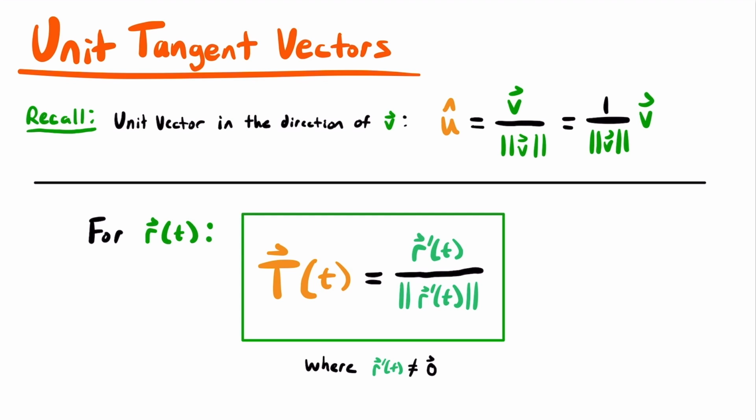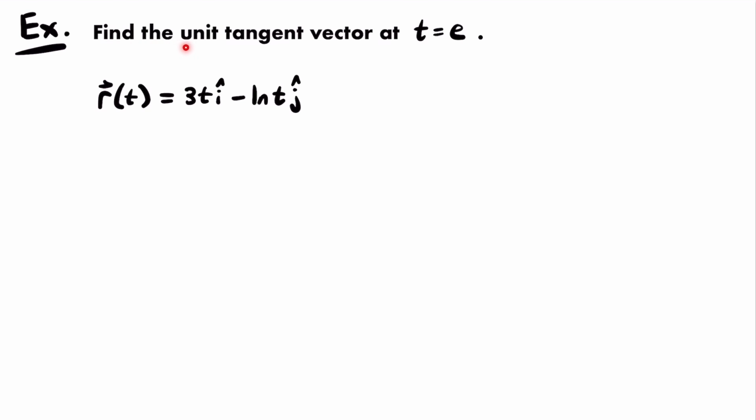And of course, this is assuming that r prime of t is not equal to the 0 vector, because if it is, then the magnitude of that vector would be 0, and you can't divide by 0, okay? So as long as your tangent vector is not the 0 vector, then you can find a unit tangent vector. And so to end this lesson video, let's take a look at a couple examples of finding some unit tangent vectors. First up, we want to find the unit tangent vector at t equals e.